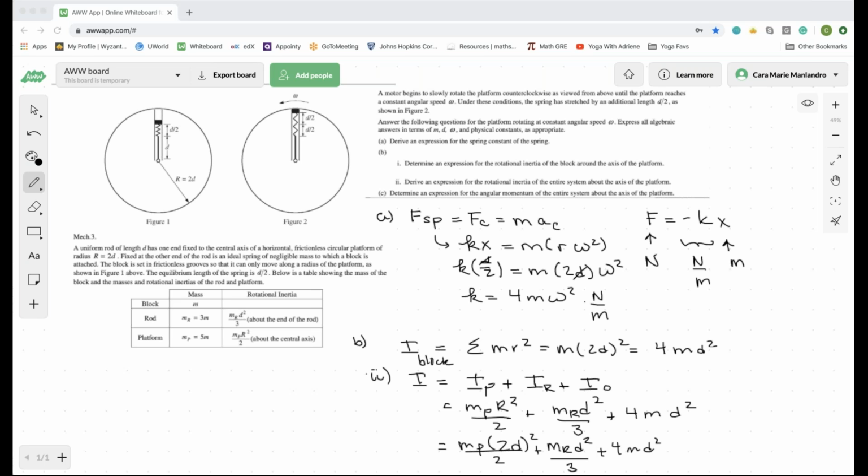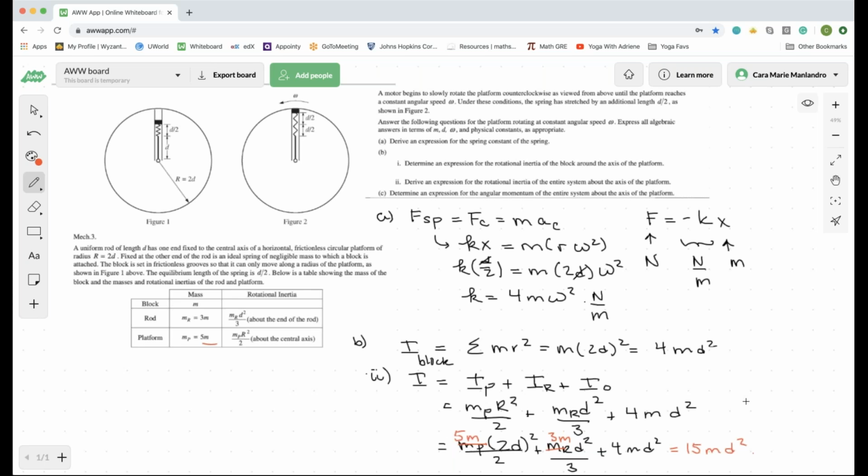Okay, so I think at that point you would be fine to leave it. But then again, we can clean this up a little bit if we want to. They gave us the masses, so it seems fitting to use them. This is 5m from here, and then this is 3m. And then if we simplify and we calculate, we end up getting 15md squared.